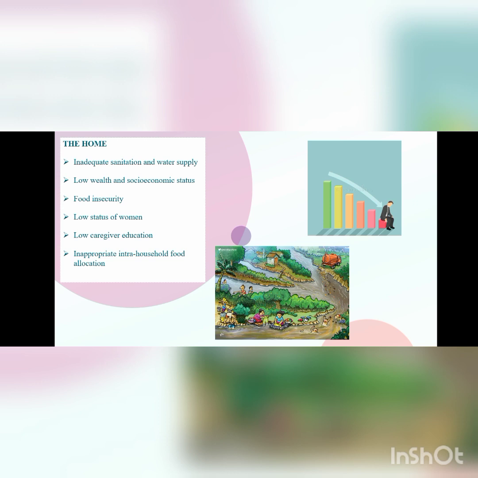It is defined as the lack of access to sufficient, safe, and nutritious food to meet dietary needs for an active and healthy life. Other than these, low status of women, low caregiver education, and inappropriate intra-household food allocation can play a significant role in causing stunting in children.